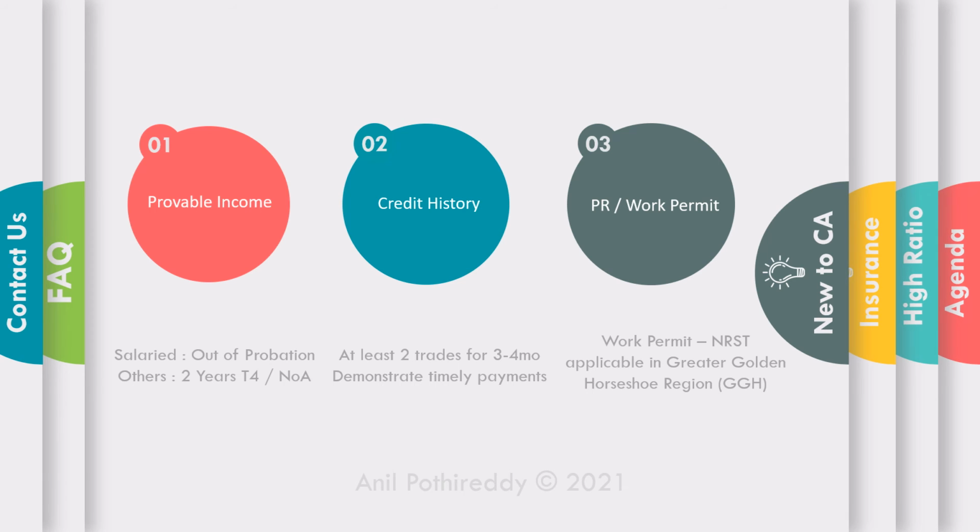The other aspect is PR versus work permit. What kind of differences do we see? Typically, from a mortgage perspective, it doesn't matter much. However, if you are on a work permit, please do talk to your tax accountant to know how the non-resident speculative tax of 15% could impact you.